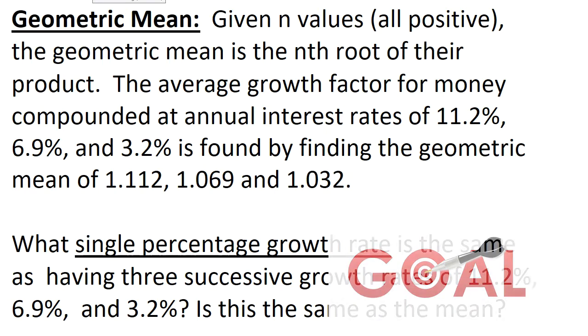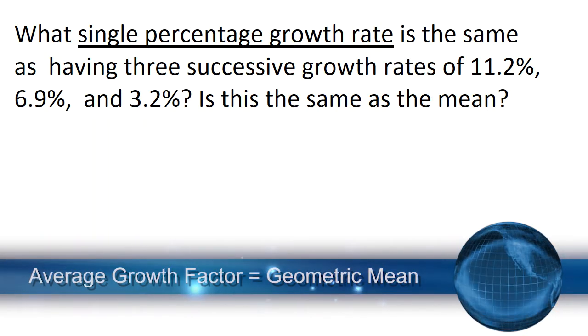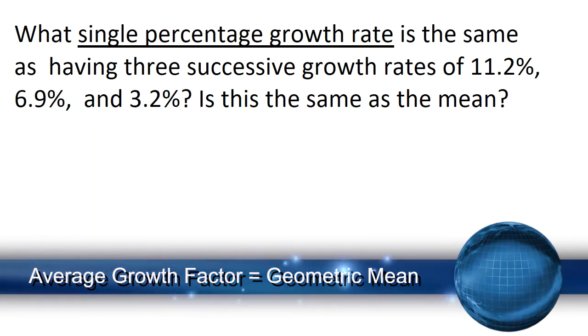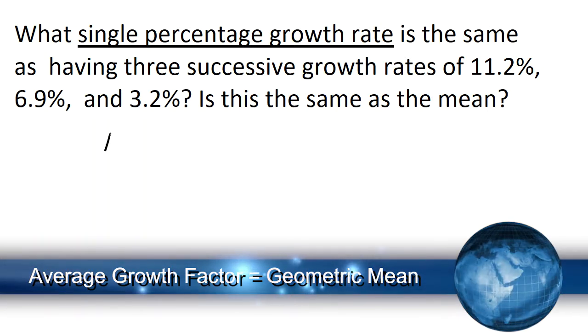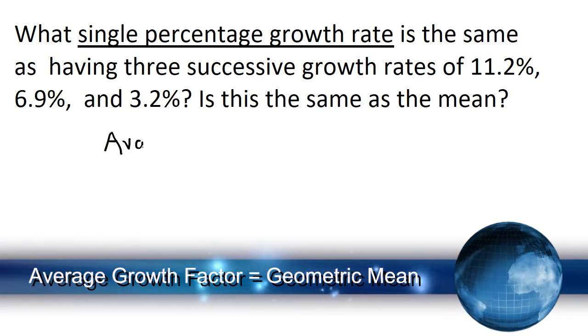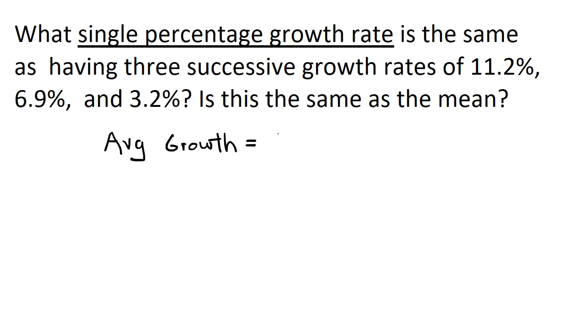Using the geometric mean coming right up. In order to answer the question, what single percentage growth rate is the same as having 3 successive growth rates of 11.2%, 6.9% and 3.2%, I'm going to need to find the average growth factor. I'll just abbreviate that. So the average growth, and since I have 3 different rates, I'll make a little note to myself here, n equals 3.